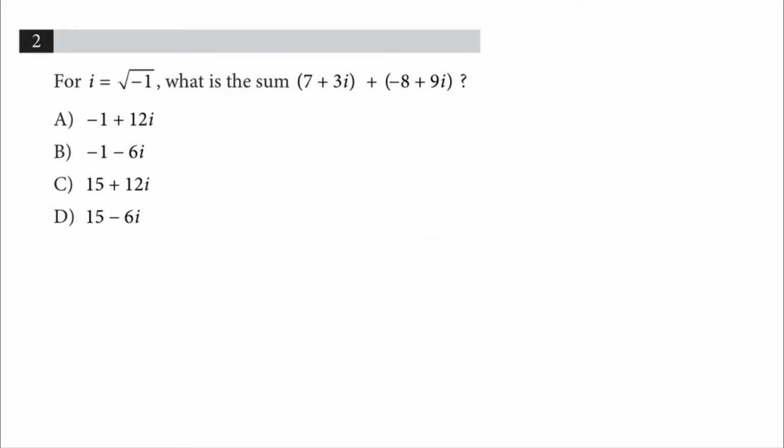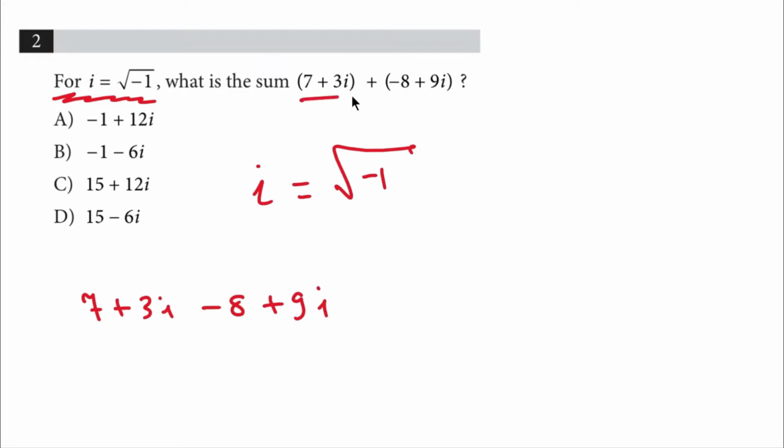Let's move on. Try to solve this by yourself. Well, in imaginary number problems, they always give you what i is. I, the imaginary number, is equal to square root of negative 1. But it's not really necessary to know for this question. In this question, we just have to simplify or sum this expression right here. What you have to know is, these are two complex numbers. They have real parts like 7 and negative 8, and complex parts like 3i and 9i.